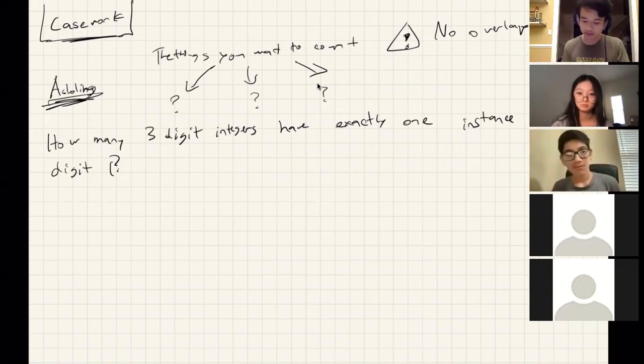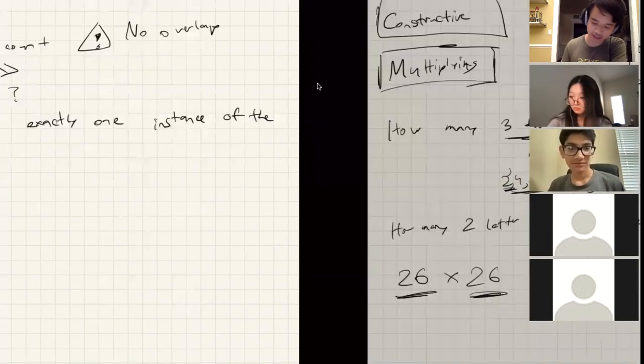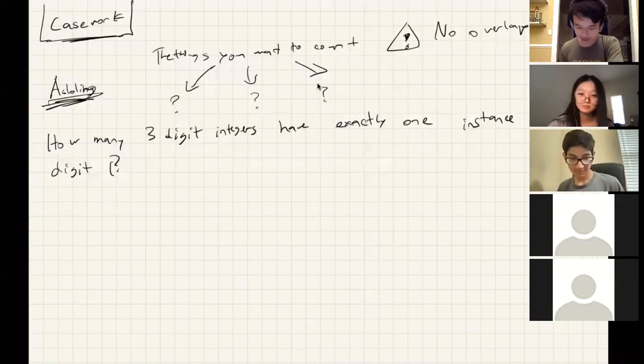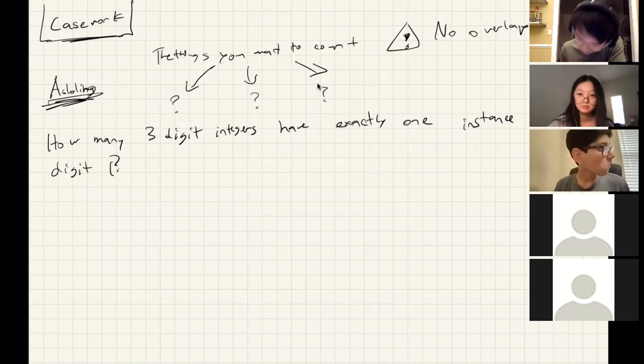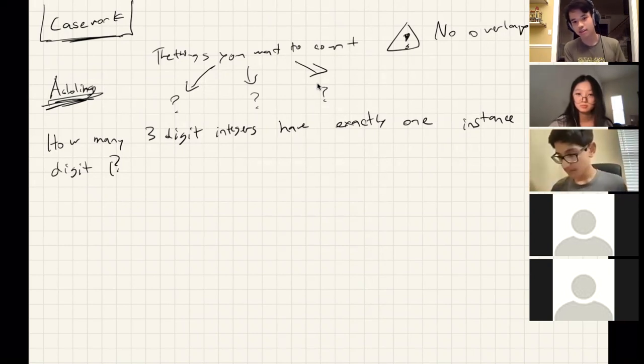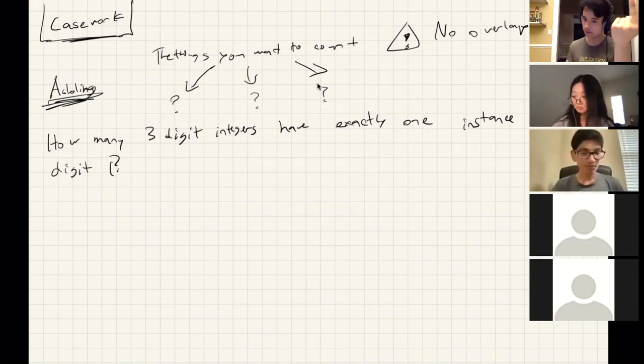So an example of this is how many 3-digit integers have exactly one instance of the digit 1, all right? So in this case, you're going to use casework and constructive counting. That's why I said I did this out of order, because I'm stupid. But anyways, for this one, the way you split the things you want to count is very easy. You split it based on whether the 3-digit integer has the digit 1 in its 100th place, its 10th place, or its units place, right?